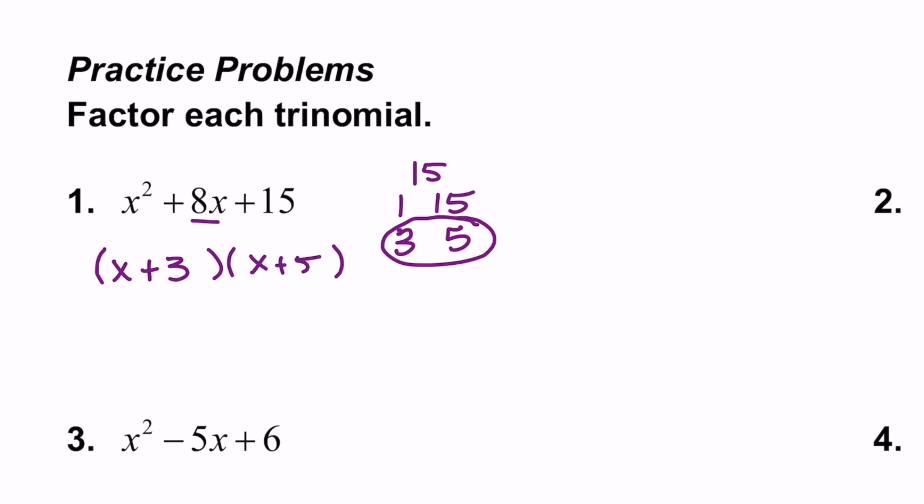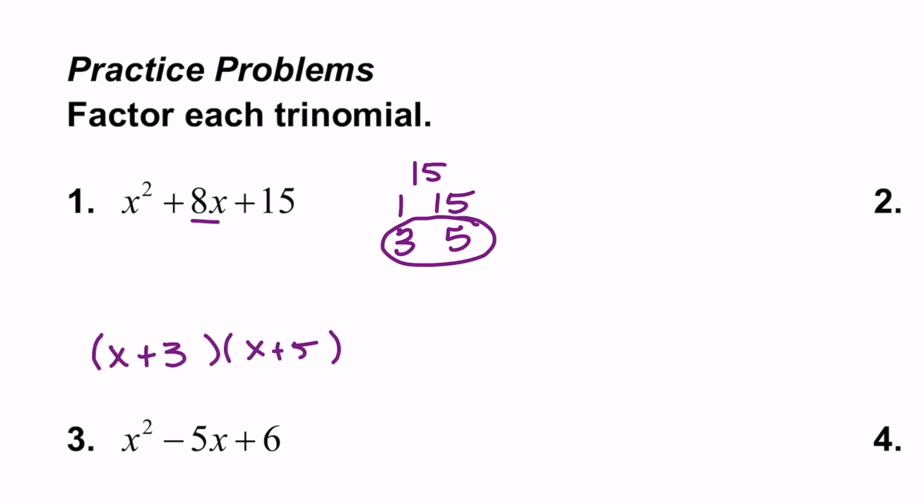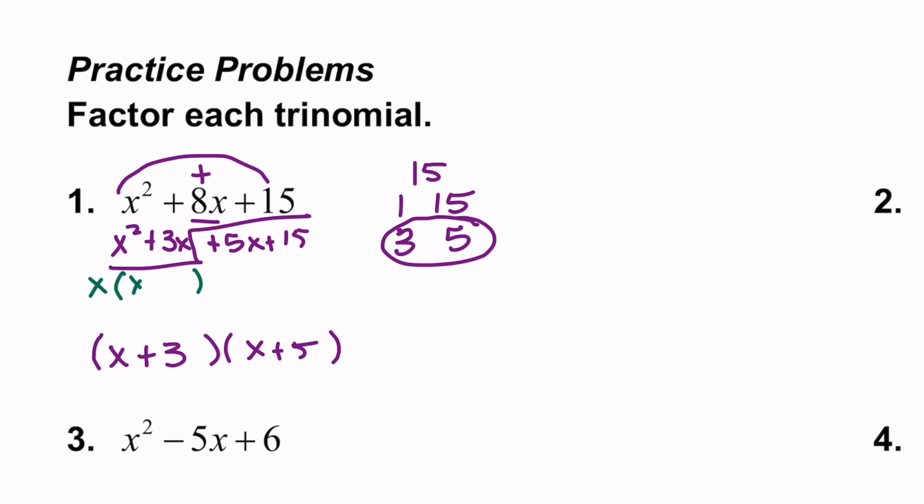Now I want to show you what happens if you were to factor this by grouping. So we took 1 times 15 is 15. We're looking for two things that add to 8. That would be 3 and 5. So we have x squared plus 3x plus 5x plus 15. We put in our lightning bolt. The first two have an x in common. The second two have a 5. Bring down the sign. And then we have x plus 3. We have an x plus 3 and an x plus 5.